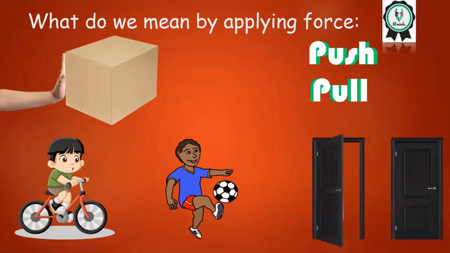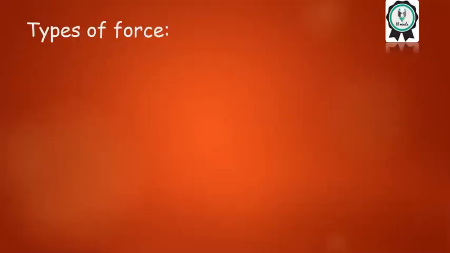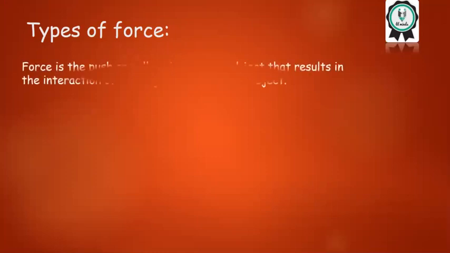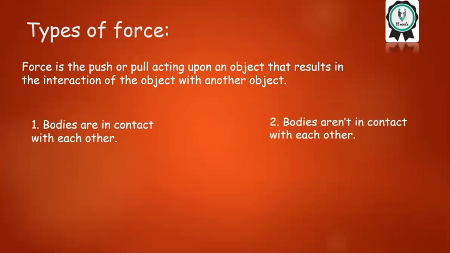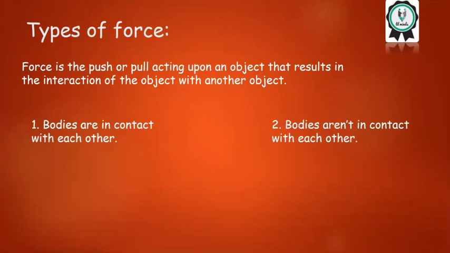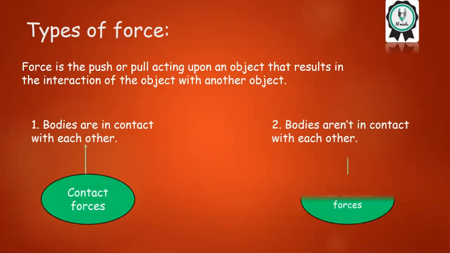Now let's look at the types of force. I have talked about the interaction of two bodies. But how do these bodies interact? The interaction of bodies can be basically of two types. One in which the bodies are in contact with each other, and the other in which the bodies aren't in contact with each other. The forces that result when two bodies are in contact with each other are called contact forces, and when not in contact with each other are called non-contact forces. Let's learn both the types of forces in detail to understand it better.